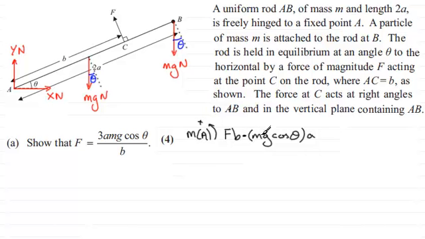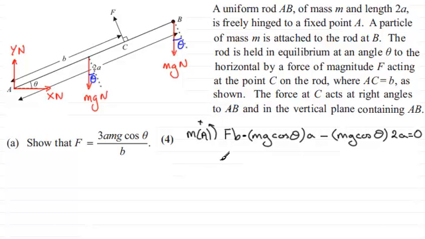The same is going to apply with the particle of mass m attached at B. It wants to turn the rod in a clockwise sense, so its moment is going to be minus, and it's going to be mg cos theta, the component perpendicular to the rod, but this time it's multiplied by the distance from B to A, which is 2a. So we'll times that by 2a. And this is our resultant moment, and it equals 0 because it's in equilibrium.